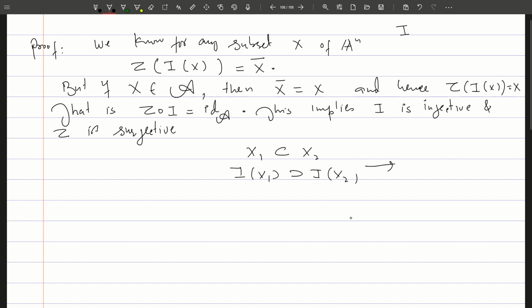So let us remark this here. So since the points in the affine space are the simplest and the smallest algebraic sets.